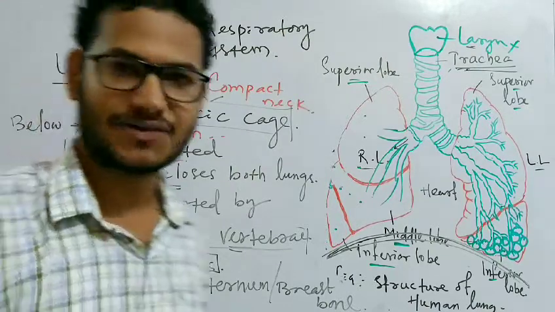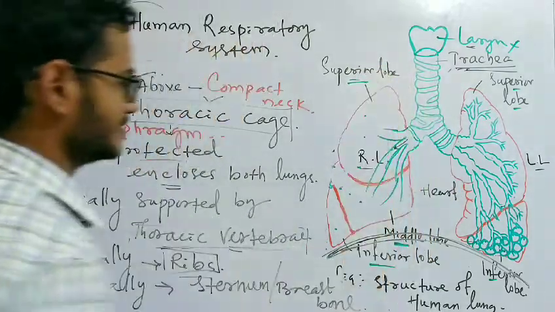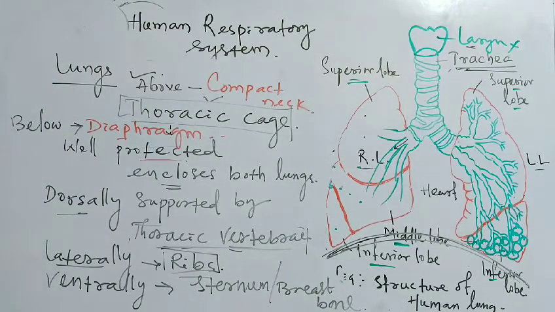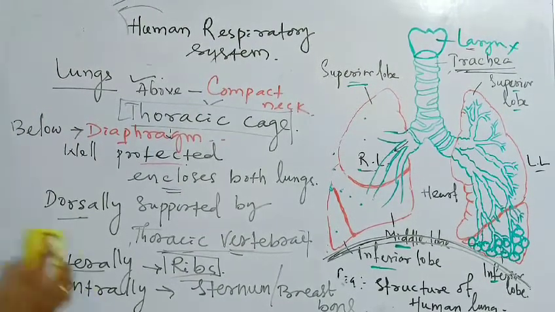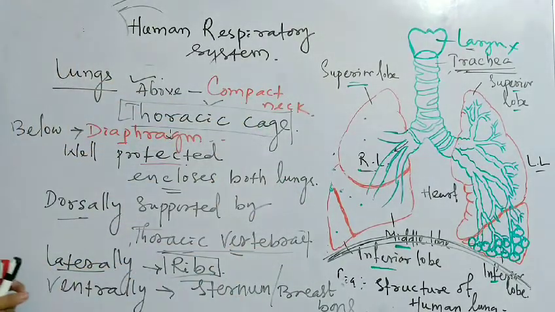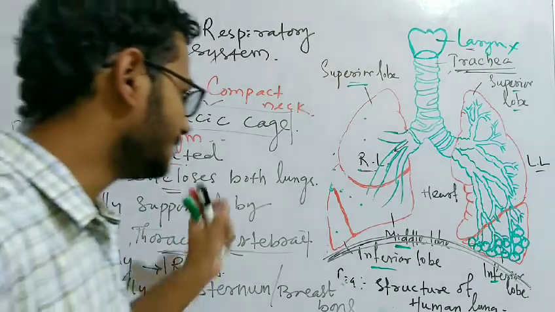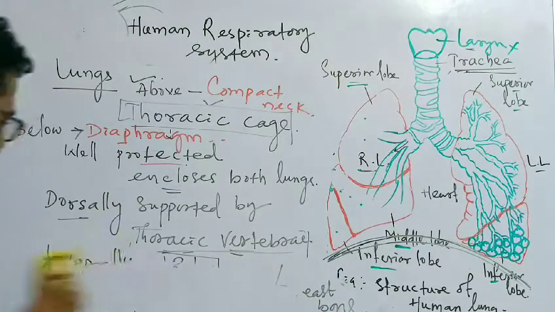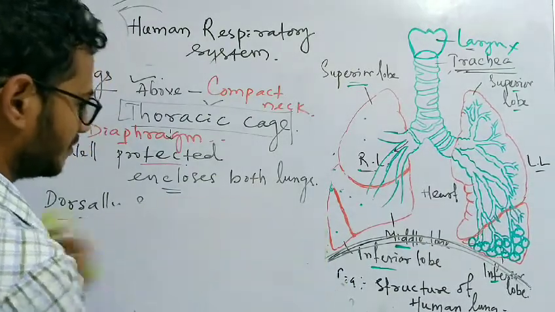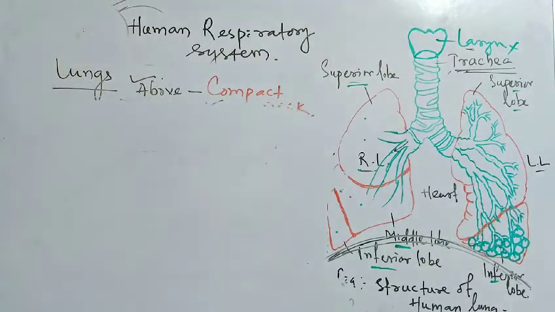Below it is protected by the diaphragm. So this is how the thoracic cage is protected from all around, and the mediastinum is the place where the heart is enclosed. This is the detail of the thoracic cage. It is protected from all around because the most important organs are present in the thoracic cage. Clear? Okay. Then we will go for the mediastinum.